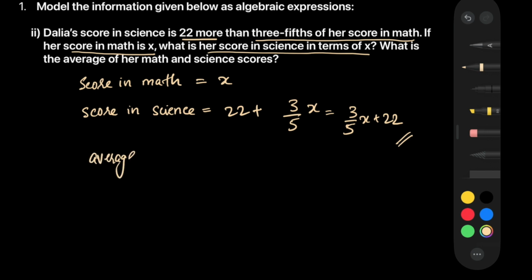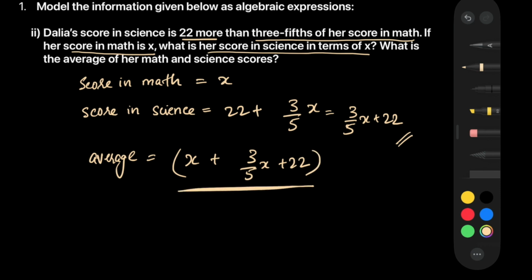So average is the sum of scores divided by the number of scores, which here is x plus 3 by 5x plus 22 divided by 2, since there are 2 scores that are being counted. So 3 by 5x plus x is, we can take out the x common, and 3 by 5 plus 1.